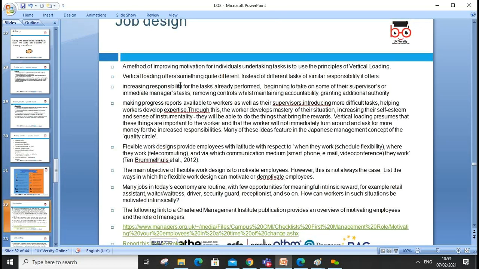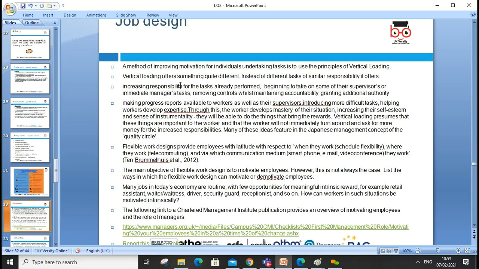So next we're looking at job design. Job design is crucial: how we can design jobs that will help us achieve our task. And so what will be the role and responsibility? A method of improving motivation for the individual undertaking the task uses the principle of vertical loading. Vertical loading offers something quite different. Instead of different tasks of similar responsibility, it increases the responsibility of the task already performed, beginning to take on some of their supervisor and immediate manager tasks and removing the control while maintaining the accountability.